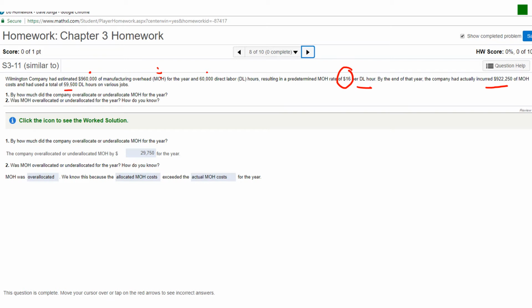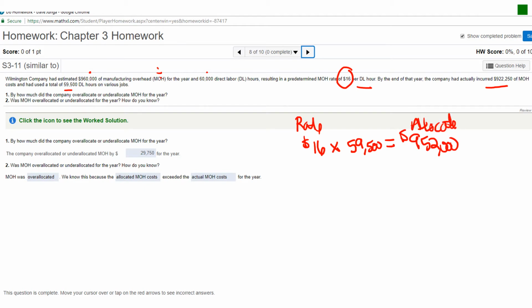So the two questions are, number one, by how much did the company over allocate or under allocate manufacturing overhead? And the second question was, was it over or under allocated for the year, and how do we know? To determine part one, you have to figure out how much was allocated. So you take the rate, which is $16 per direct labor hour, and multiply that by the actual activity, which is labor hours, 59,500. When you multiply that out, you get $952,000.